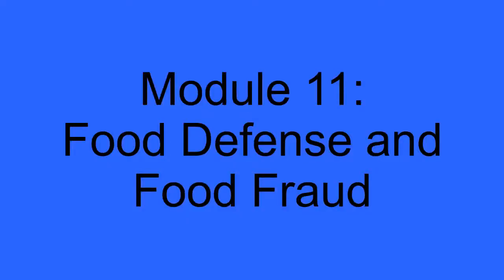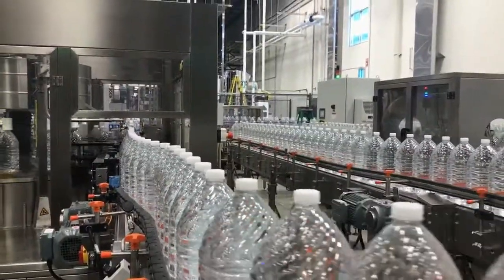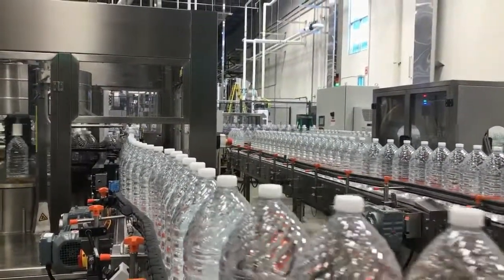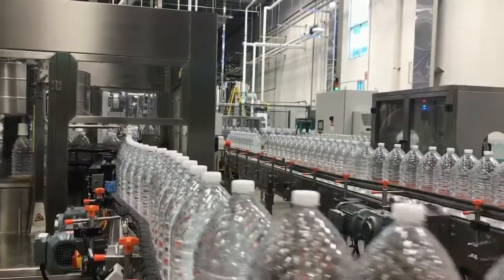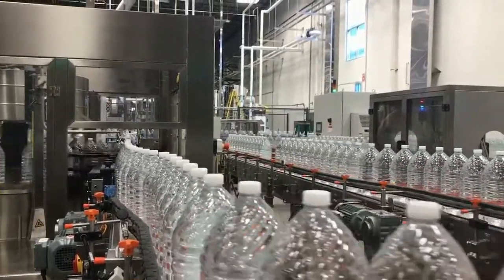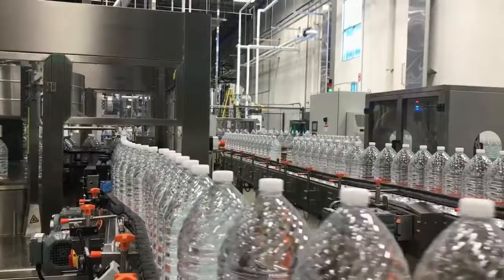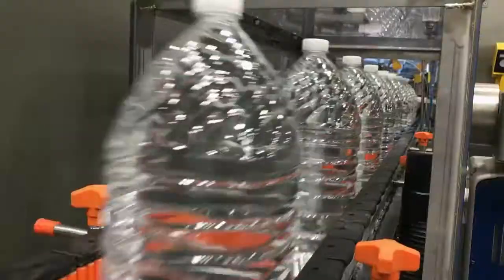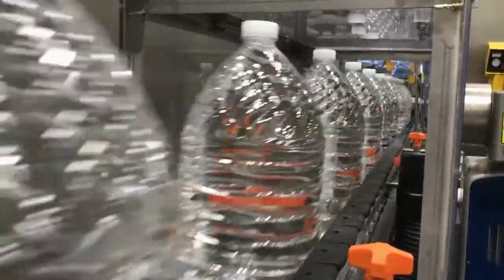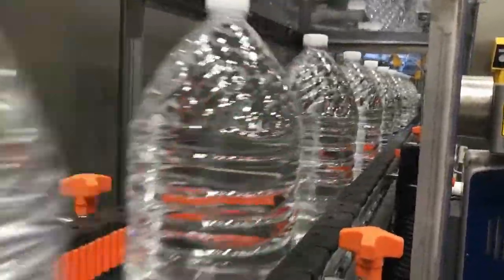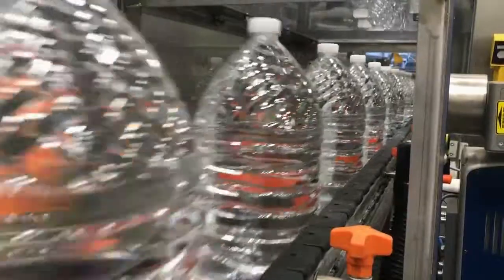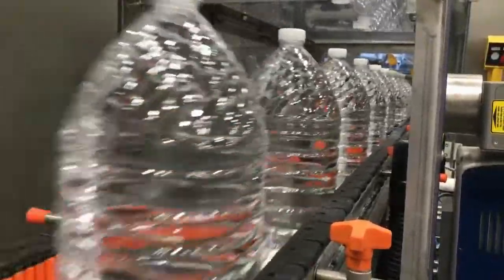Module 11. Food Defense and Food Fraud. Food fraud is the deliberate substitution, dilution, tampering, or misrepresentation of food or beverages for financial gain. Food fraud is a very harmful practice in the food industry. Consumers may feel cheated for what they paid for, and companies lose trust and brand loyalty. Food fraud also costs legitimate food suppliers about $49 billion each year.